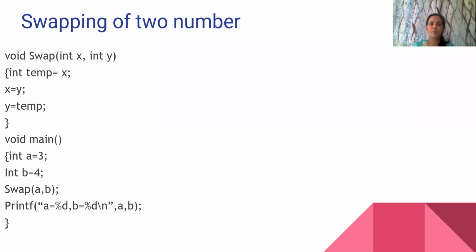This is a program to swap two numbers. Whenever we have a C program, the first statement which is executed is main. In main, we have two variables.